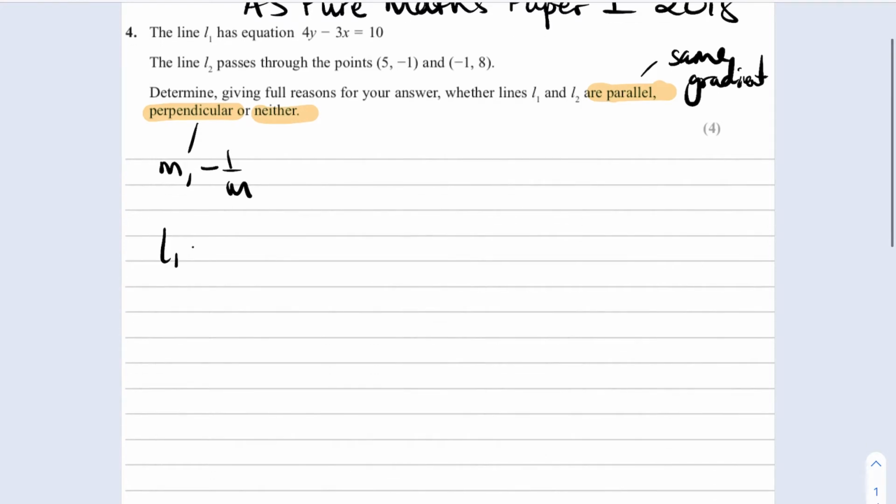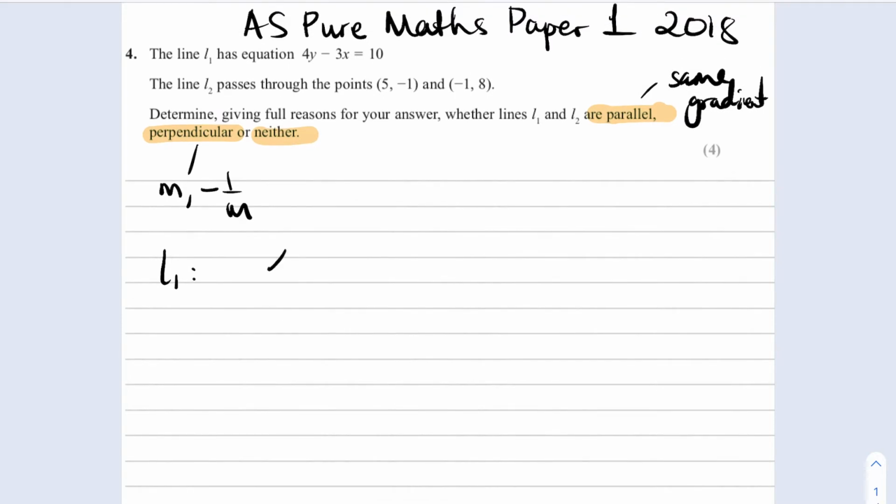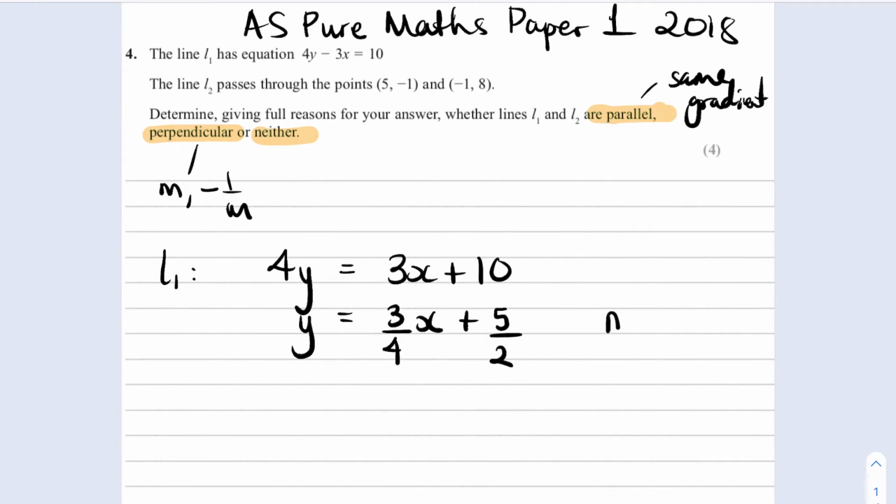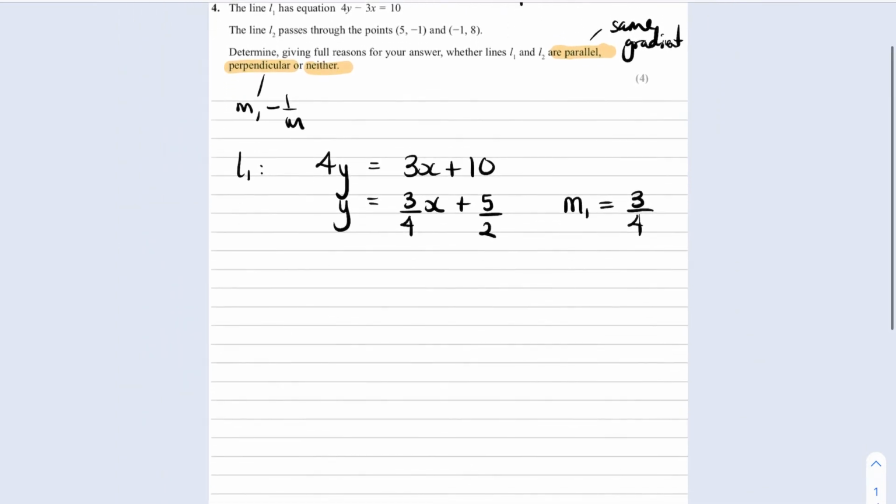So let's look at L1. We've got 4y minus 3x equals 10, which we can write as 4y equals 3x plus 10, or y equals 3/4 x plus 10 over 4, which simplifies to 5 over 2. So we've got the gradient of this first line as 3/4. Okay, so L2 goes through the points (5, -1) and (-1, 8).